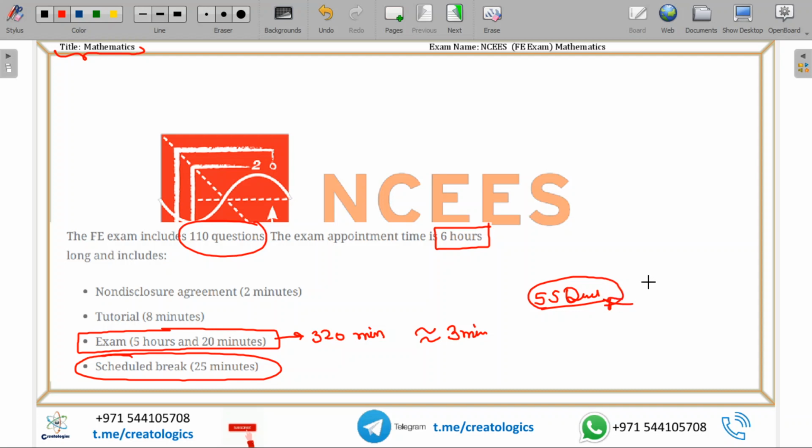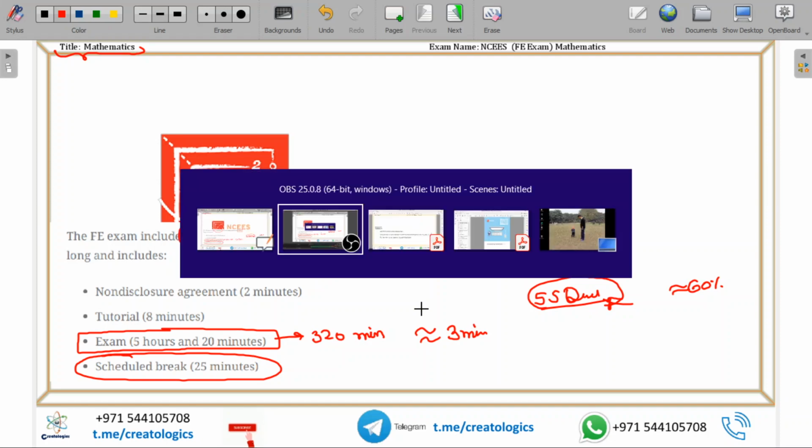There is no negative marking, and in order to pass this exam there is no direct criteria that you need 50% or that much, but approximately you need 60% or more correct answers in order to pass this exam, you can say. Okay. In this exam you will be provided an online handbook.